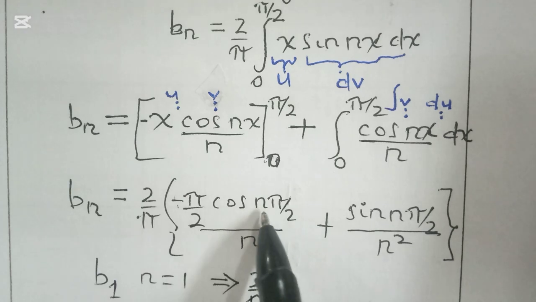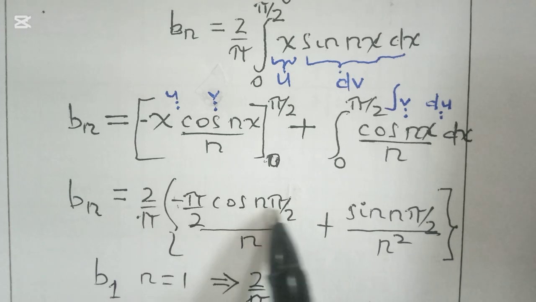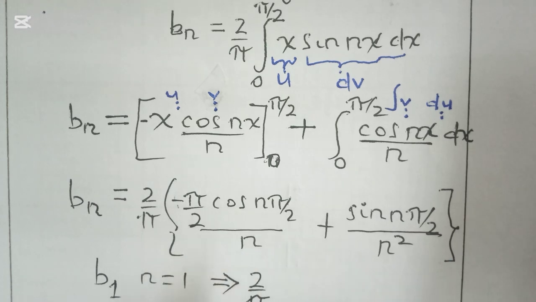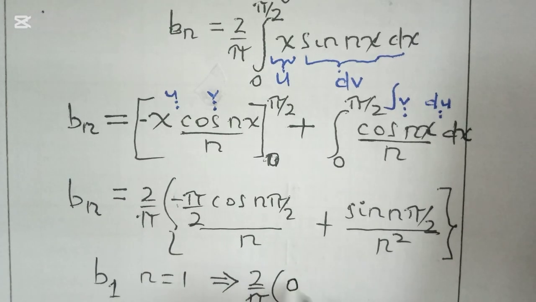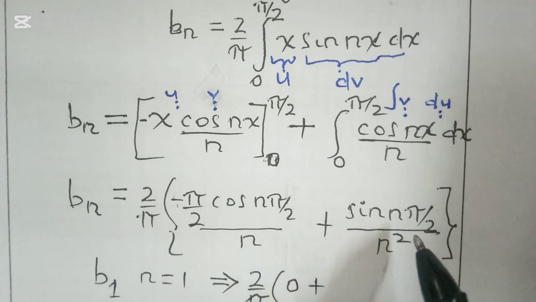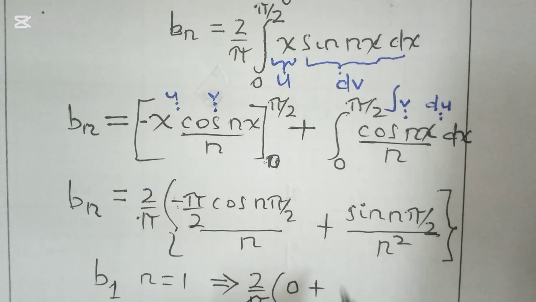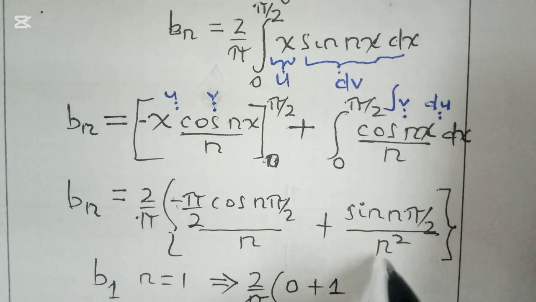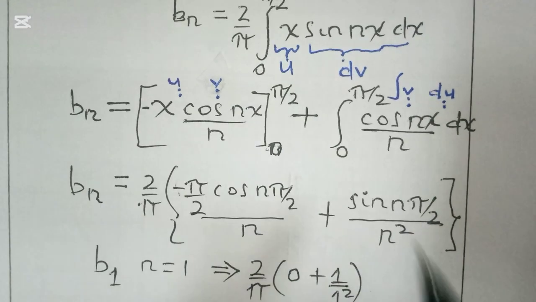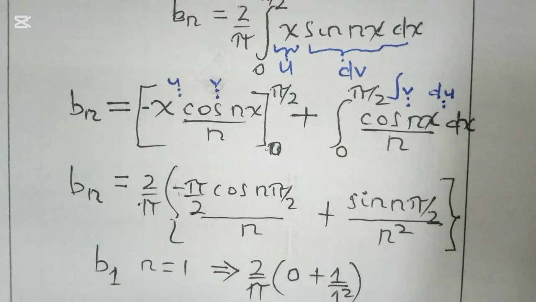For this, cos of pi over 2, that is cos 90, becomes 0. So here we are going to have 0 plus, for sin 90 is going to be 1. So here we are going to have 1. And for n, of course, it is supposed to be 1 squared. So guys, we are going to have something like that. I can write it or I can leave it like that.